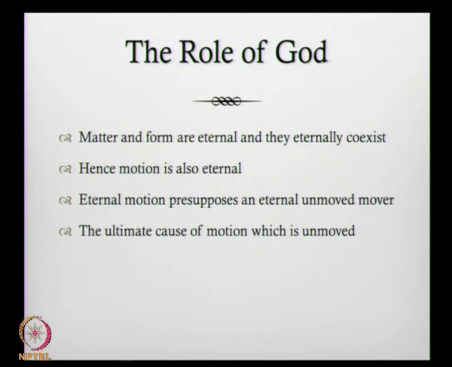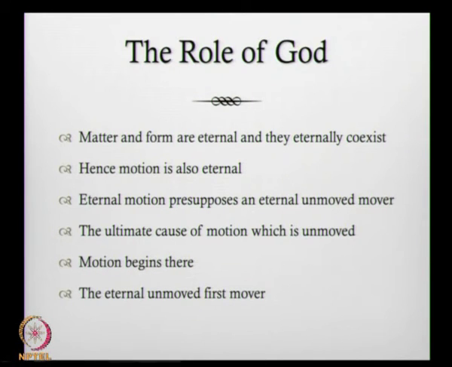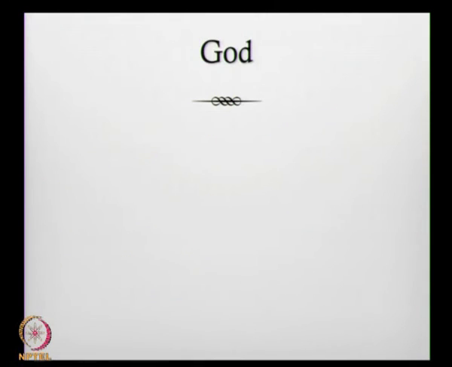The ultimate cause of motion, which is unmoved. So, all motion in this universe presupposes a beginning of motion, which itself is not under motion. If that is not the case, then it will lead to an infinite regress, which is absurd. So, it presupposes an unmoved mover. Motion begins there, the eternal unmoved first mover. I have already explained this, so I am going to the next concept.